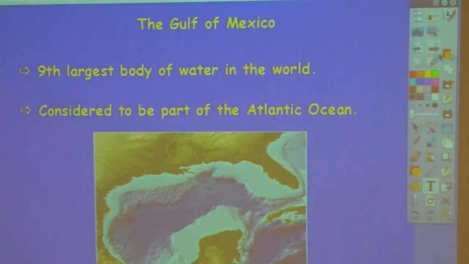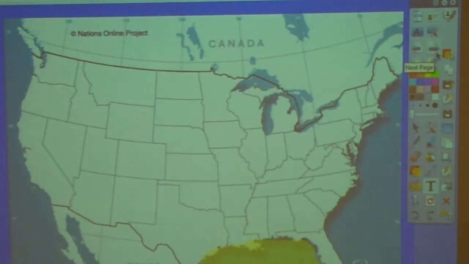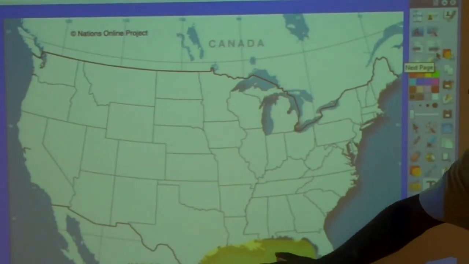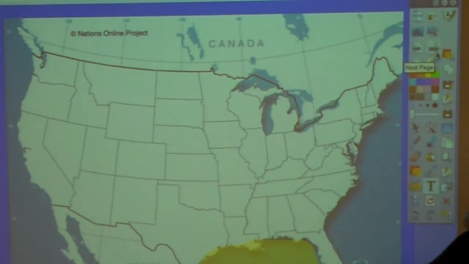Our next vocabulary word is the Gulf of Mexico. The Gulf of Mexico is an oval-shaped body of water west of Florida. This is the Gulf of Mexico. It's this oval-shaped body of water, and it's west of the state of Florida, the Gulf of Mexico.